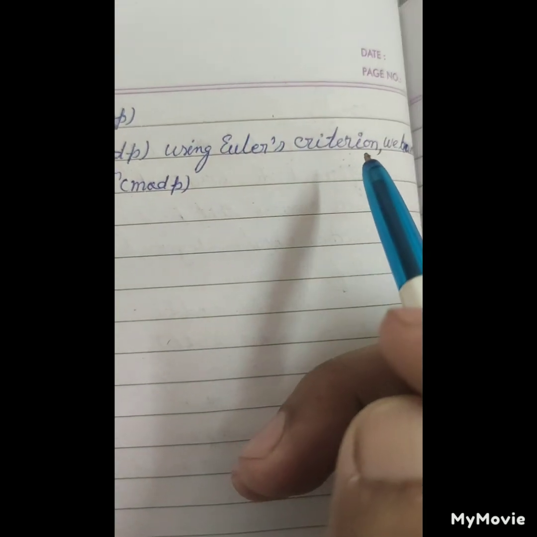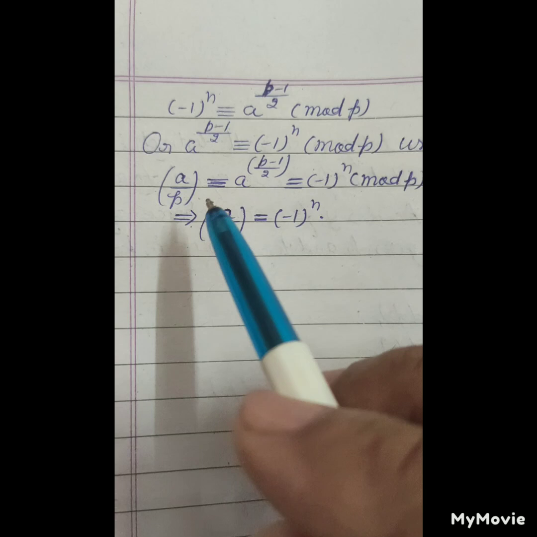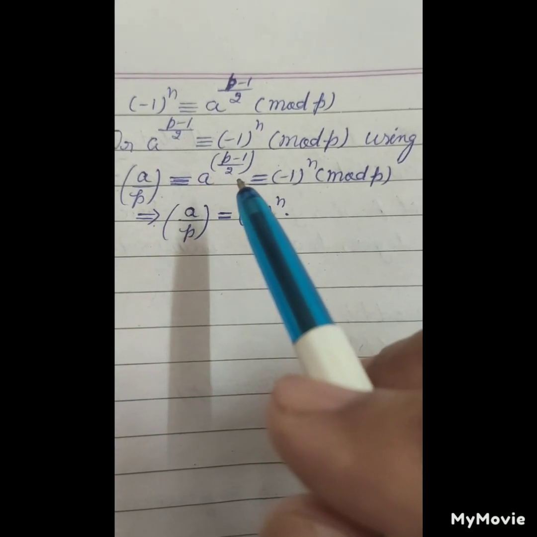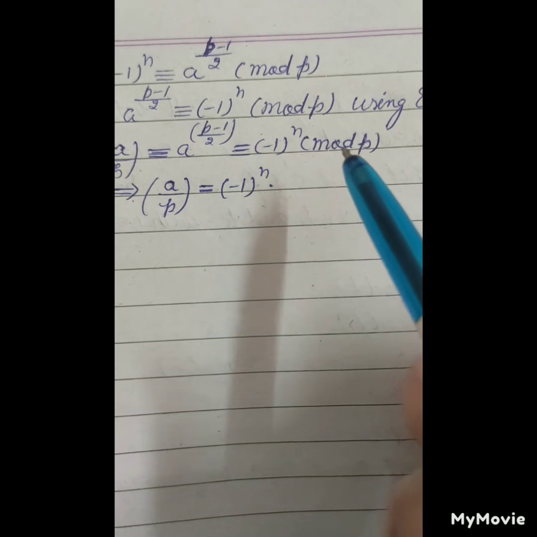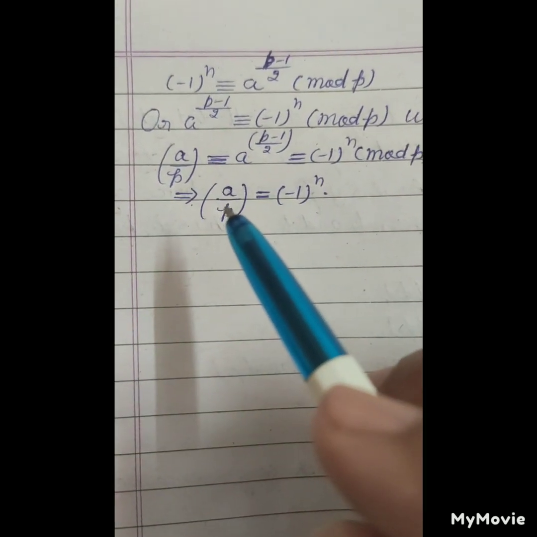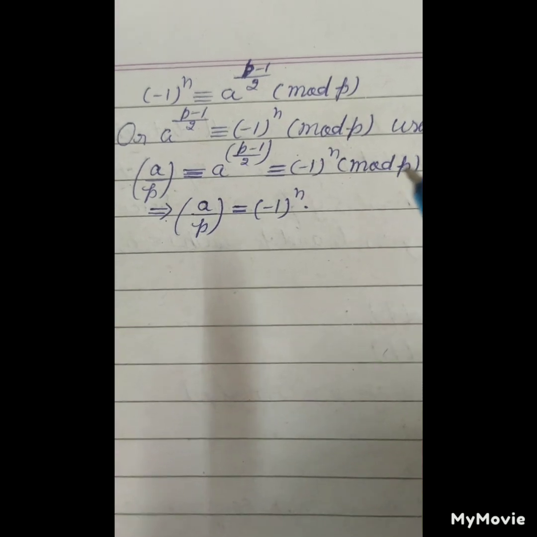Using Euler's criterion, we have (a/p) ≡ a^((p-1)/2) ≡ (-1)^n (mod p), which implies (a/p) = (-1)^n.